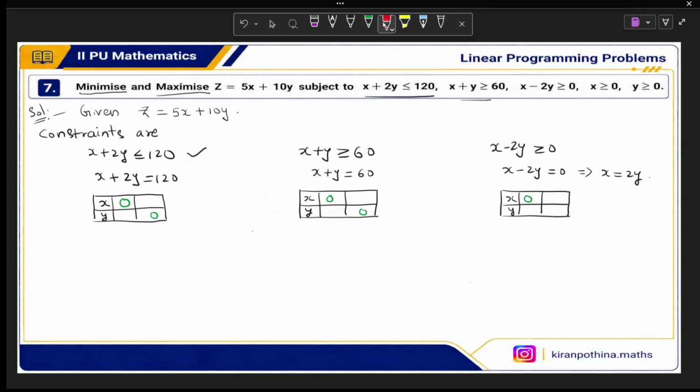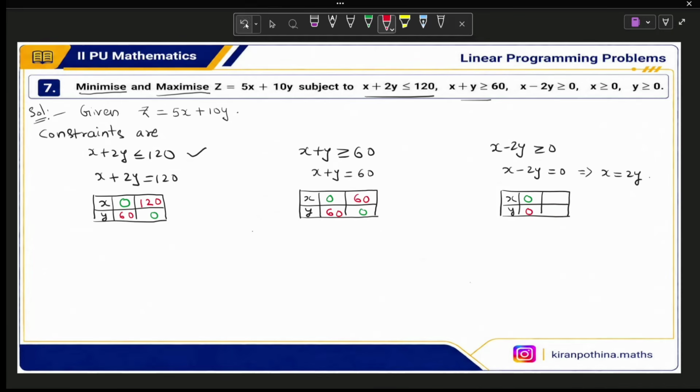Now, when x equal to 0 in the first equation, what will be the y value? 60. Similarly, when y equal to 0, what will be the x value? It is 120. In the second equation, when x equal to 0, y is 60, and when y equal to 0, x is 60. In the third line, when x equal to 0, y value is 0. Similarly, if we keep y value 0, x also becomes 0. That means we are getting the same point, right?